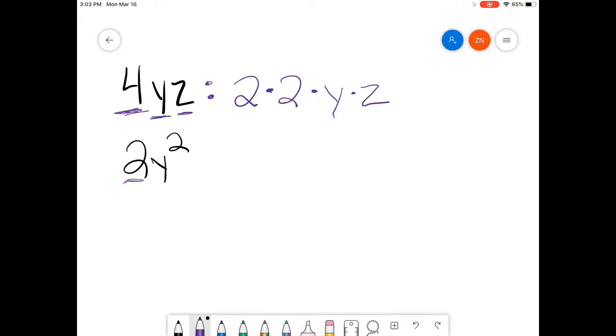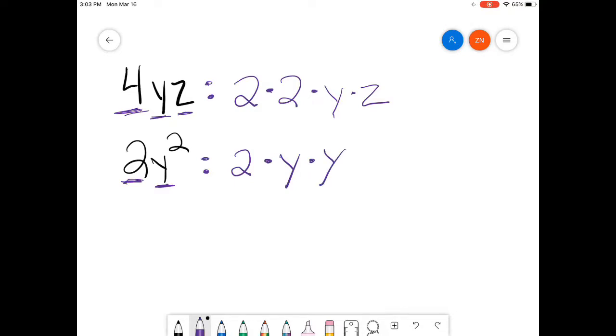Now for 2y squared, I'm going to break apart the 2. There's only one way to break apart a 2. It's 1 times 2. I don't need to put the 1. Anything times 1 is itself. So I just have 2. Now if you take a look at the y, this y has a power of 2. That means that this is y times y. There are two y's. So I have y and another y.